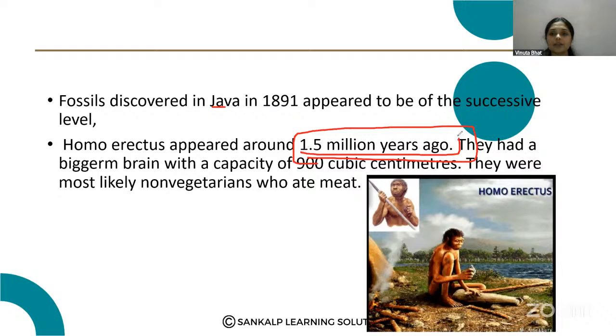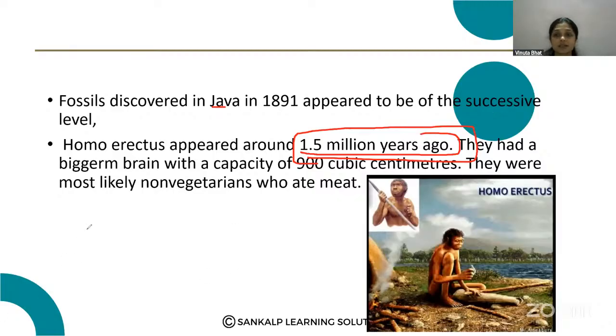1.5 million years ago, Homo erectus appeared. They had bigger arms, a bigger brain with the capacity of 900 cubic centimeters. They were most likely non-vegetarians who ate meat.